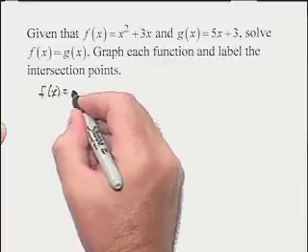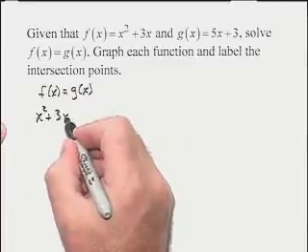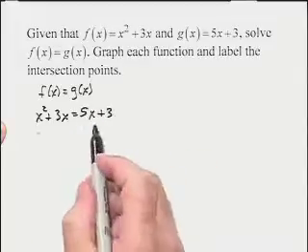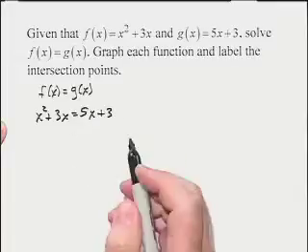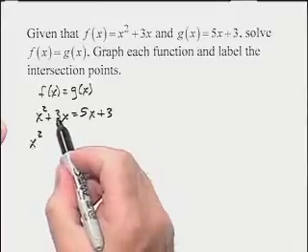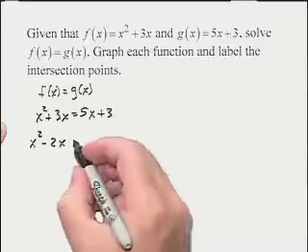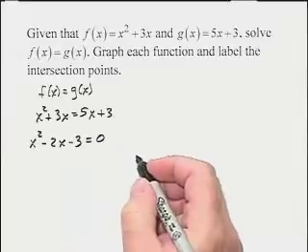We're going to solve f of x equals g of x, which means we need x squared plus 3x to equal 5x plus 3. We want to move everything to the left side by subtracting 5x and subtracting 3 from both sides. So we'll have x squared. If I subtract 5x, we'll get 3x minus 5x, which is negative 2x. If we subtract 3 from both sides, we'll have minus 3, and that all equals 0.